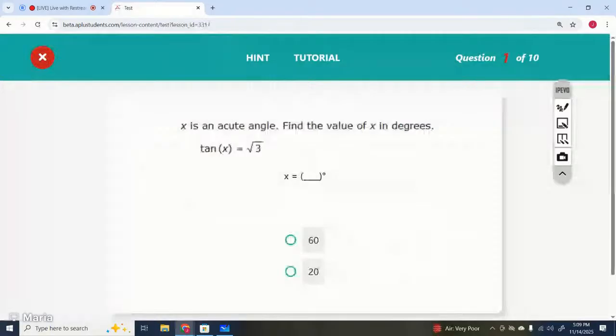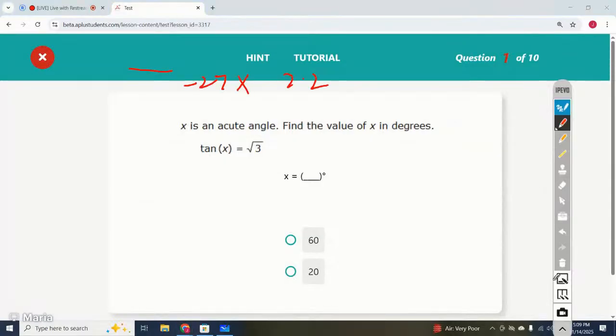X is an acute angle. Find the value of x in degrees. So we are going to use the special triangle that has the angles 30, 60 and 90. Right? So we need to calculate the tangent of 60.